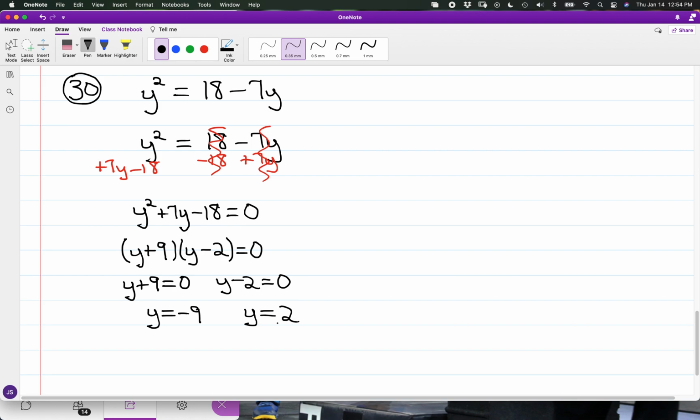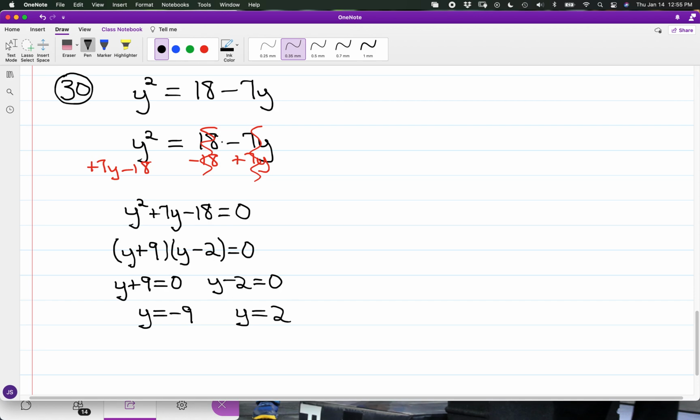And you can check the results here. Say if y is negative 9, the square of negative 9 is a positive 81. Now the right-hand side, we have negative 7 times negative 9 is a positive 63. If you add that to 18, this is also 81. And with 2, we have 2 squared is 4, and 7 times 2 is 14, and 18 minus 14 is also going to end up at 4. So we have two solutions for y, with negative 9 and positive 2.